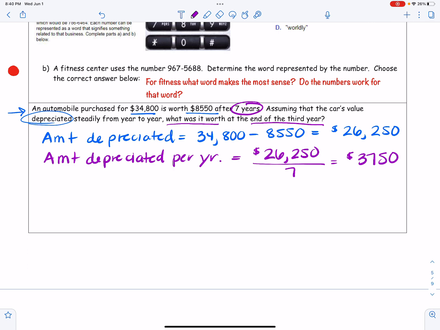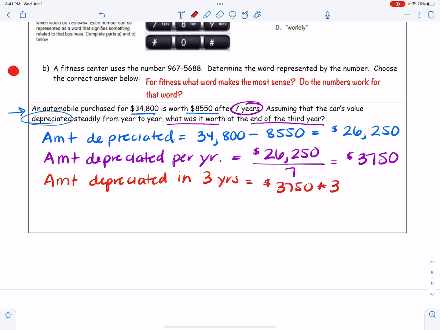All right, now I want to look at the end of year 3. So the next thing I'm going to do is compute the amount that it would depreciate in 3 years. If it depreciates $3,750 each year, then I'm just going to multiply that by the 3 years. And that's going to tell me in 3 years, it depreciated by $11,250.